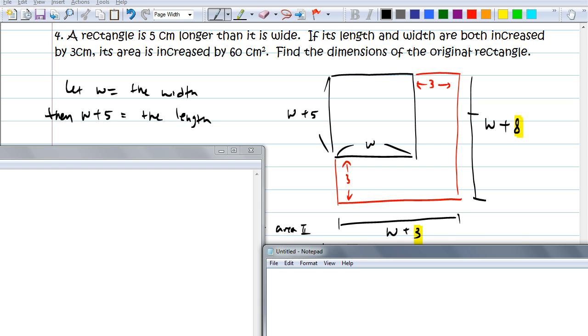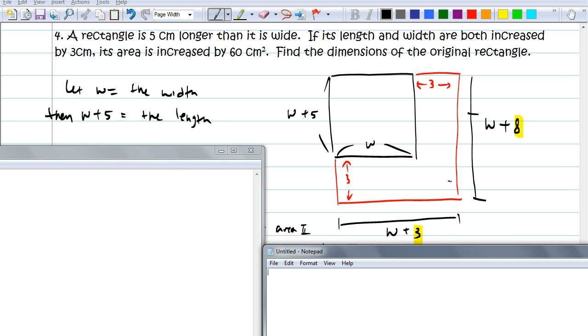So then, how many people wrote down W plus 8 for the length? Because you had W plus 5 plus 3, right? Very good. How many people got W plus 3 for the width? This time you just need to add 3 to the length and the width. This time it's pretty straightforward. Turns out type 2 is sort of easier, right?